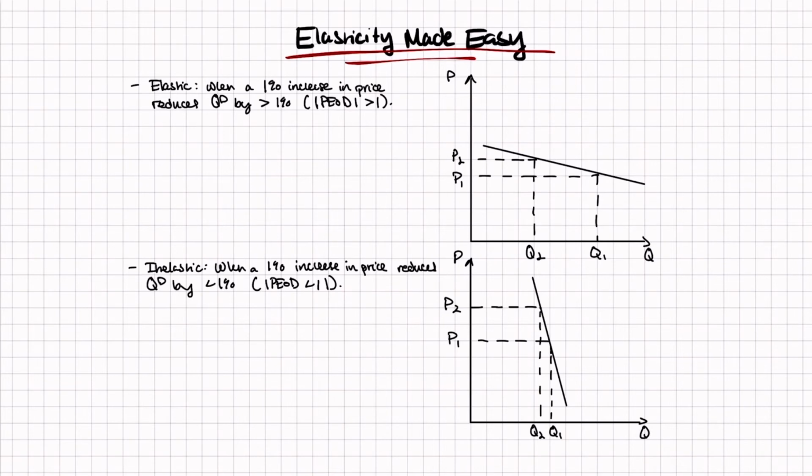The other extreme case is perfect inelasticity, where a 1% increase in price has no impact on quantity demanded. This is a perfectly vertical demand curve. The point I really want to drive home here is that price elasticity measures how much your demand changes in response to price changes. If demand is elastic, demand's response to price changes is greater in magnitude than the price changes themselves. If demand is inelastic, demand's response to price changes is smaller in magnitude than the price changes themselves.